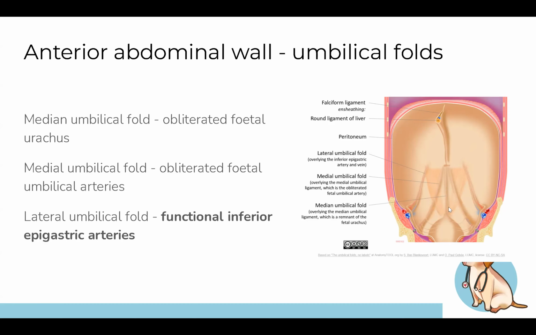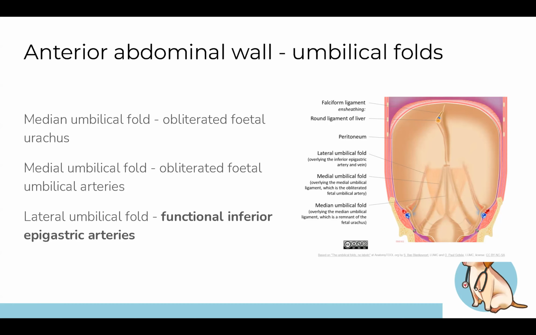So we have the median umbilical fold, we have the medial, and we have two of them, and then the lateral umbilical fold. So the median fold used to be the fetal urachus, which essentially connected the fetal bladder to the umbilicus and provided a route for urine to drain. It's not functional in adults, so it's just obliterated, but the fold is still there. The medial used to be the fetal umbilical arteries. Now, the lateral holds the still functional inferior epigastric arteries.